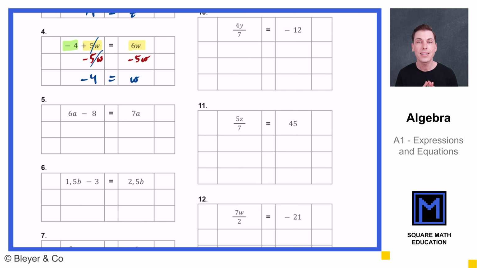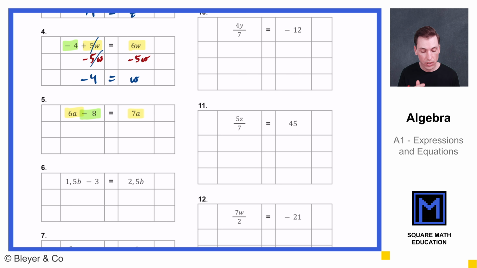So w is equal to minus 4. Let's continue. 6a minus 8 equals 7a. Can we simplify? Can we put together 6a and negative 8? No, we can't. Maybe we could also put here the colors so you could see which terms are similar. There are no similar terms on the same side of my equation.